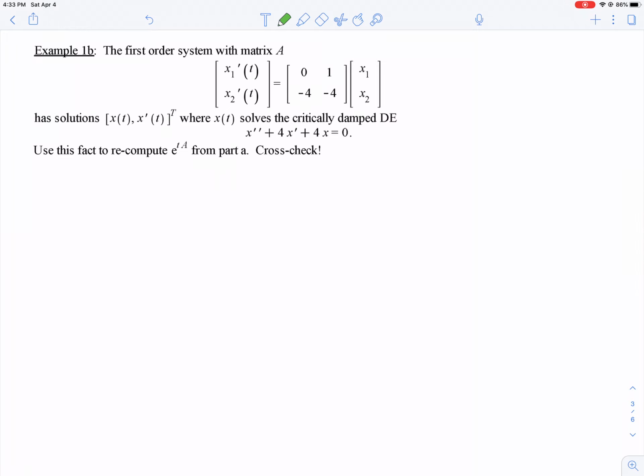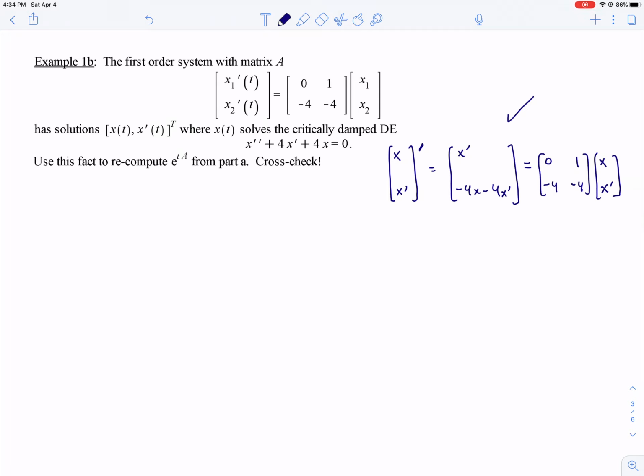Okay, so let's cross-check our work. This first order system that we just considered actually came from a second order critically damped differential equation, and we can check that because if we look at x, x prime for solutions to the second order DE, that's x prime, x double prime, and x double prime is minus 4x minus 4x prime, and that is the matrix 0, 1, minus 4, minus 4 times x, x prime.